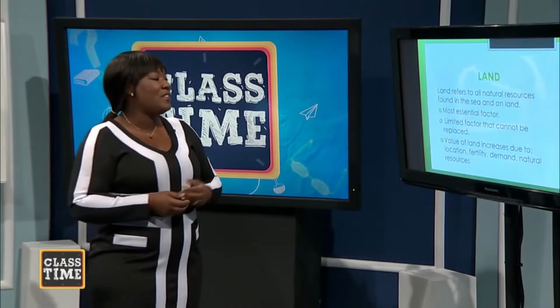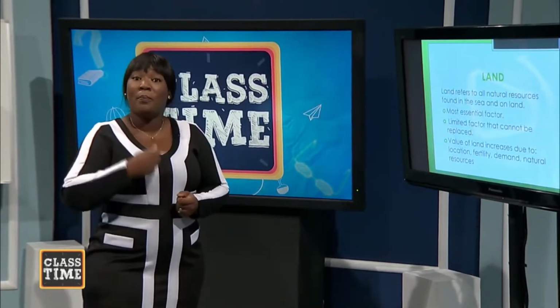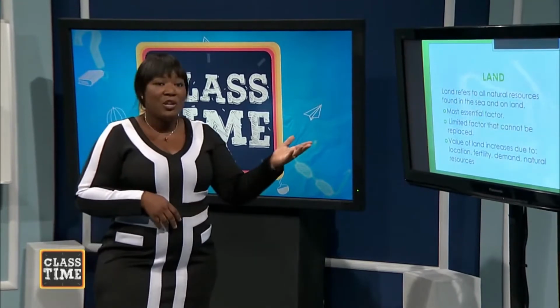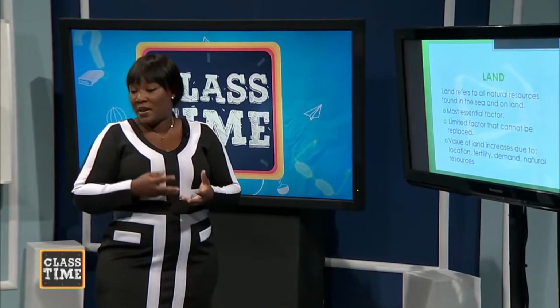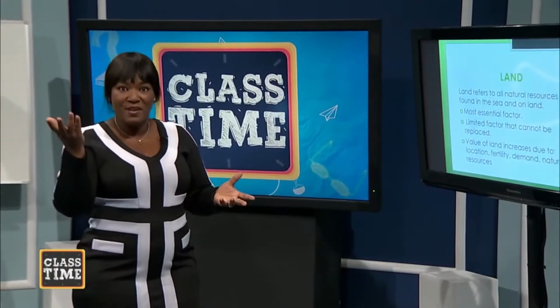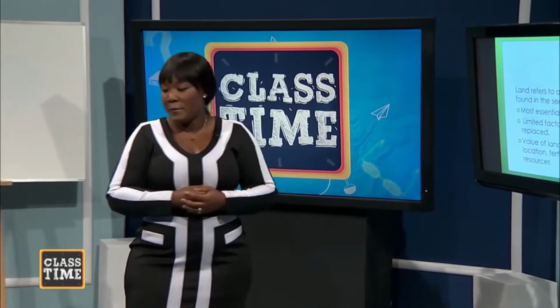So if it's found in a certain region where we have rich soil, rich in nutrients that can support plant growth, the cost of it would be really high. Natural resource. If a land has, maybe, oil found there, that land will be increased in value based on the fact that we have natural resources found there.